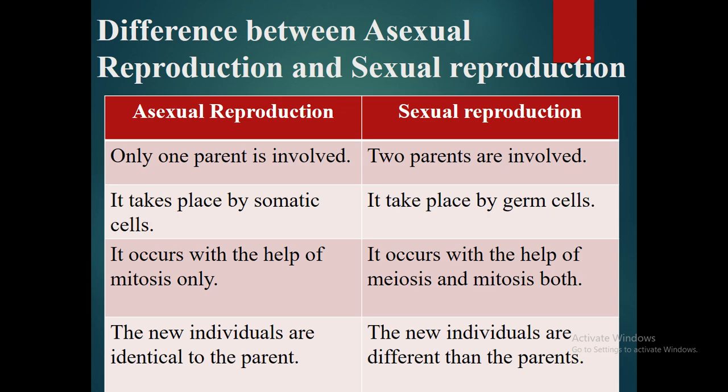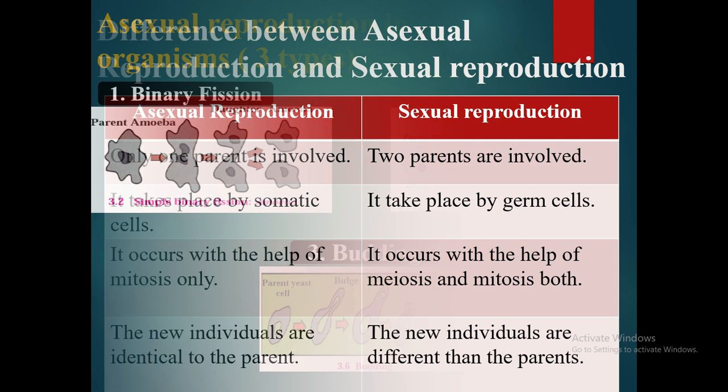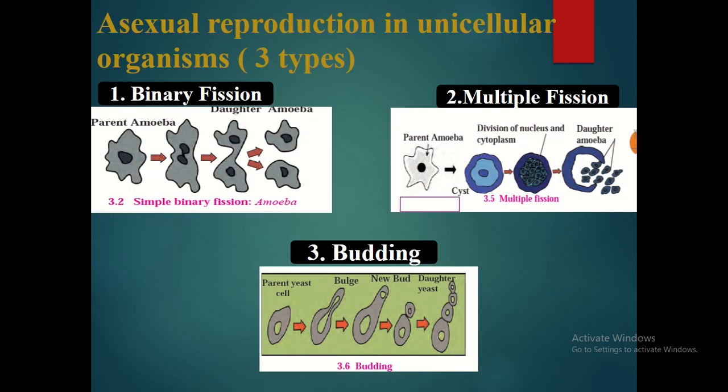In asexual reproduction, only one parent is involved, whereas in sexual reproduction, two parents are involved. Asexual reproduction takes place by somatic cells, whereas sexual reproduction takes place by germ cells. Asexual reproduction occurs with the help of mitosis only. It is a type of cell division, whereas sexual reproduction takes place with the help of meiosis. The new organisms are identical to the parent in asexual reproduction, whereas in sexual reproduction they are different from the parents. Now we will see each in detail.